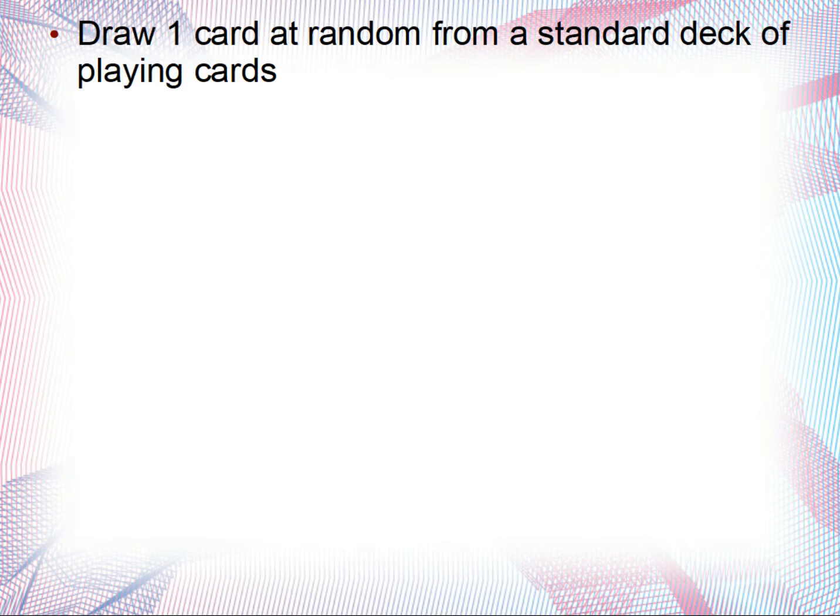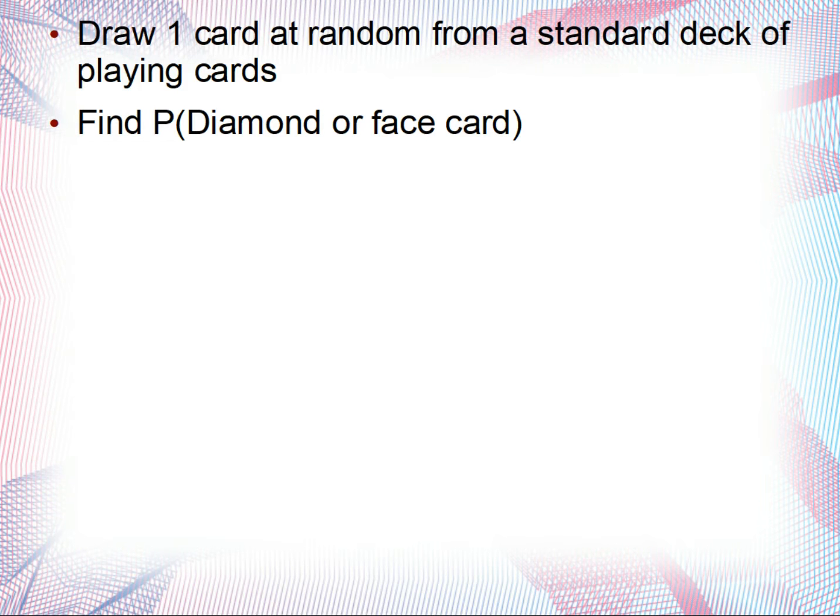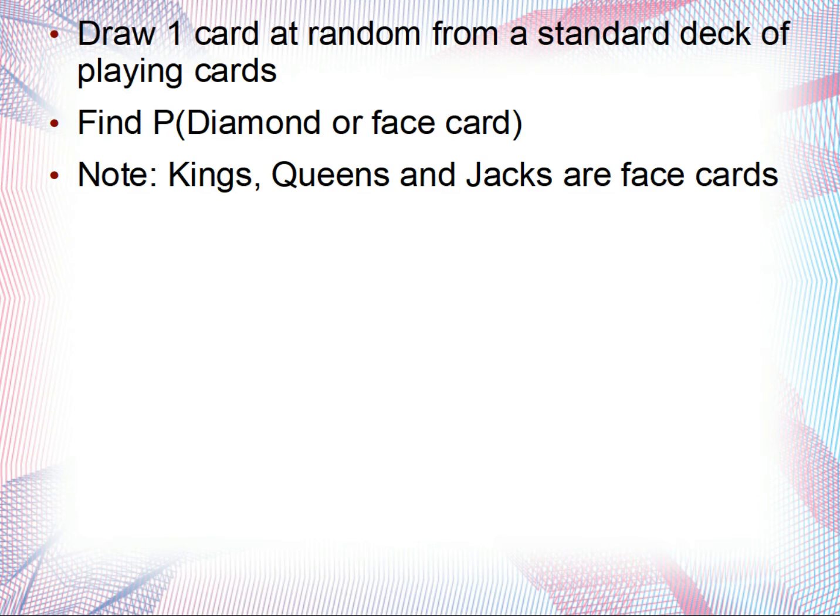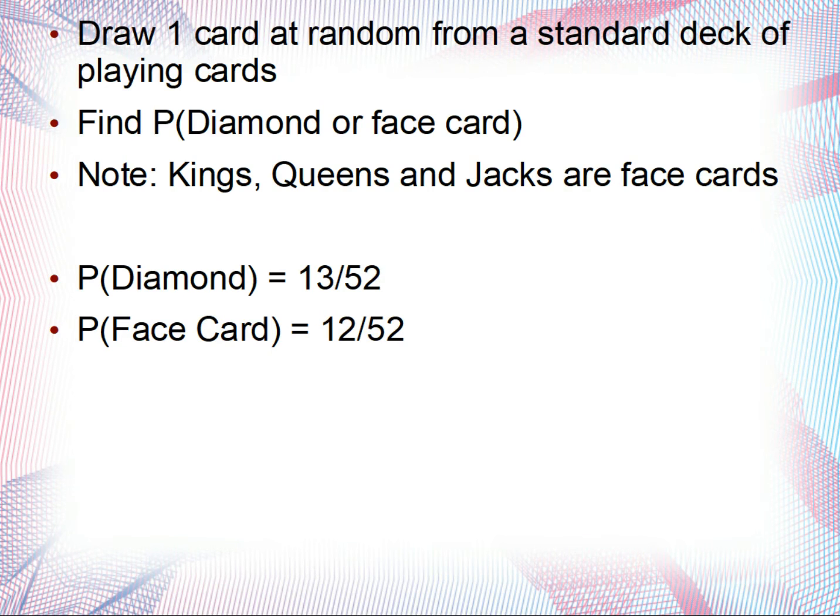So let's do another example here. Same experiment for the entire video. Draw 1 card at random from a standard deck of playing cards. We're going to find the probability that we get a diamond or a face card. Remember, kings, queens, and jacks are face cards. So the probability that we get a diamond is 13 out of 52. And the probability that we get a face card is 12 out of 52 because I found that probability earlier in this video.